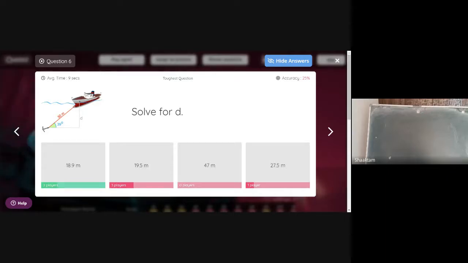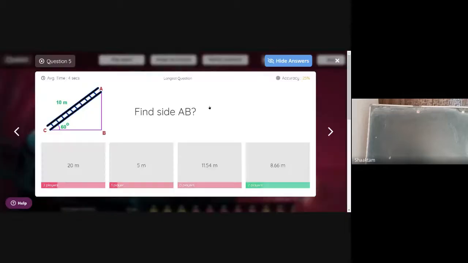Let me see what the longest question was. Find side AB. This was easy. This you could have taken. Sine 60 you know is root 3 by 2, and that is perpendicular by hypotenuse. That would mean AB by 10 is equal to root 3 by 2. So it's 5 root 3, that is approximately 8.66 meters.